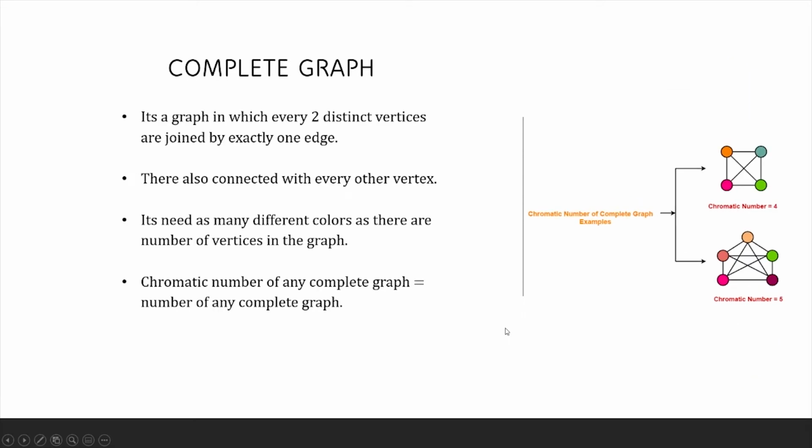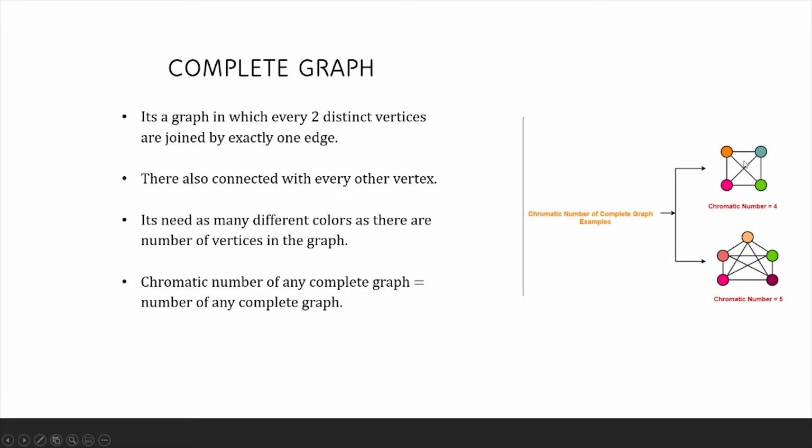The third one is the complete graph. It is a graph in which every two distinct vertices are joined by exactly one edge. They are also connected with every other vertex. Each needs as many different colors as there are vertices in the graph. So this is an example of chromatic number of a complete graph.